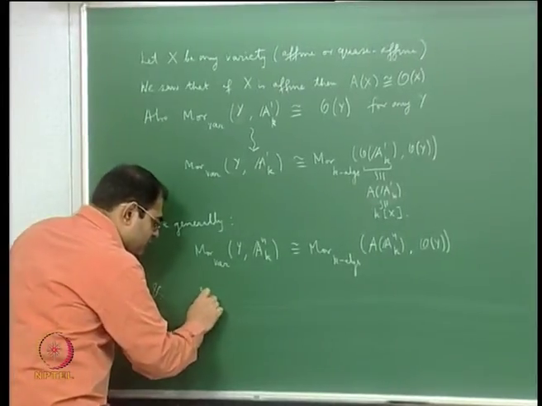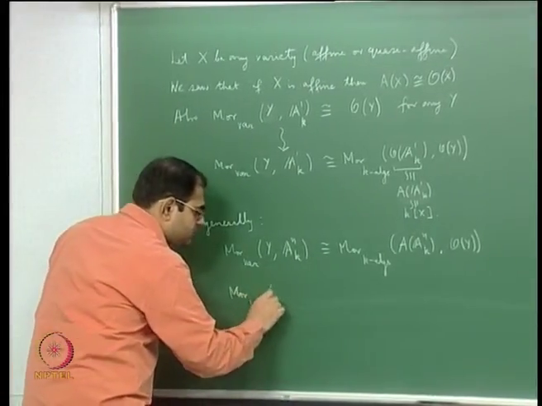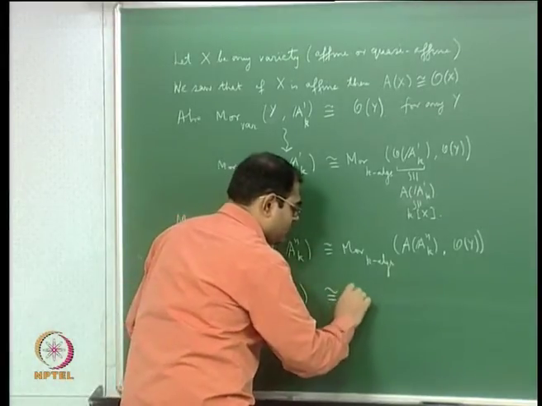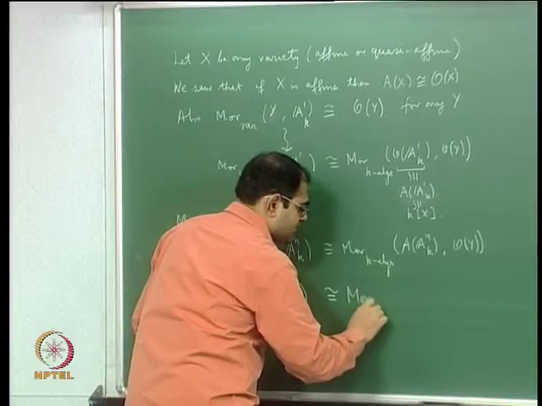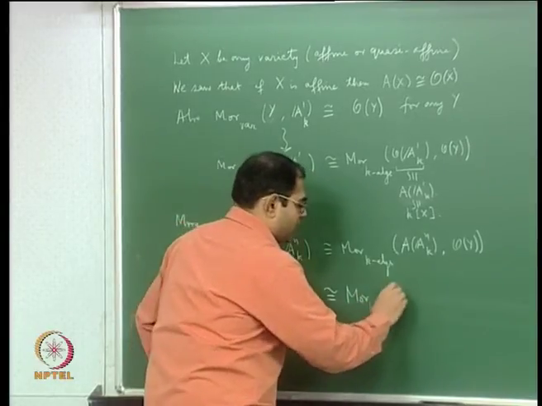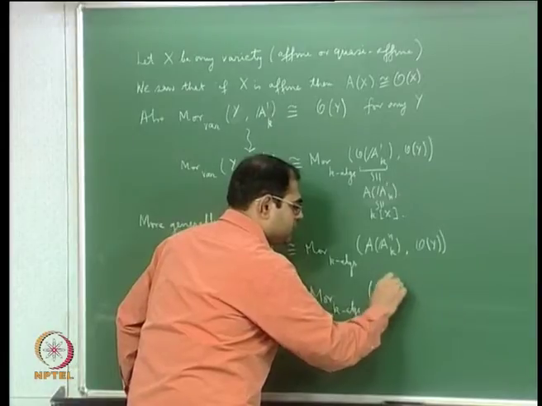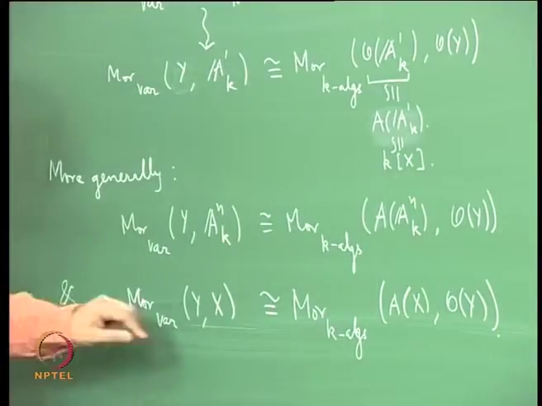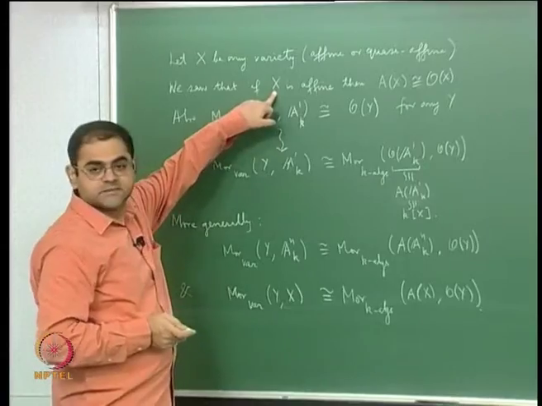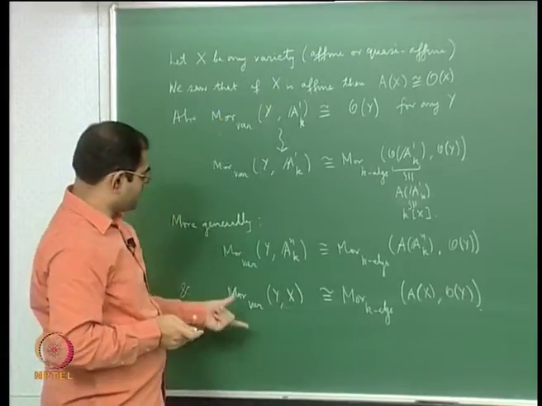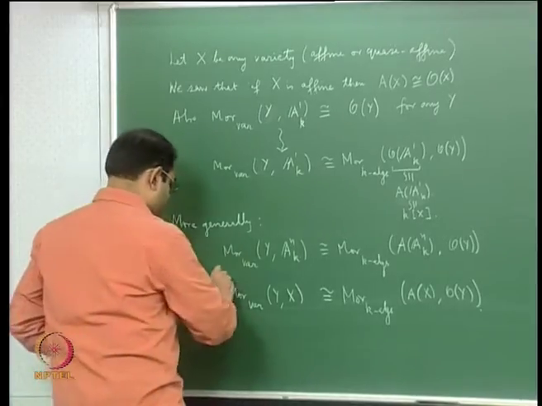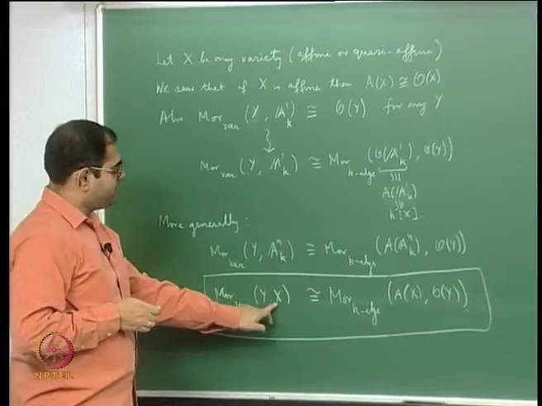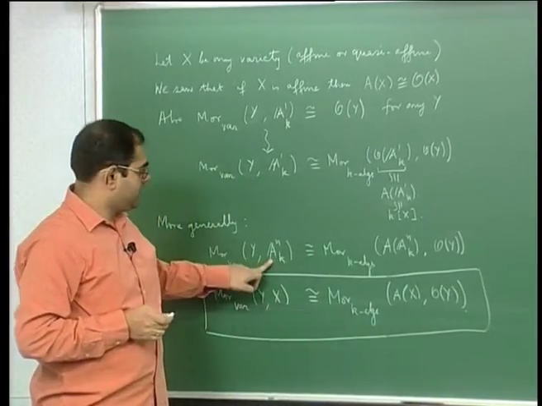So I can also write it as: morphisms of varieties from Y to X are in a natural bijective correspondence with morphisms of k-algebras from A(X) to O_Y, where of course X is an affine variety. Okay, so this is the most general statement. In this general statement, if you put X equal to A^n, you get this statement.